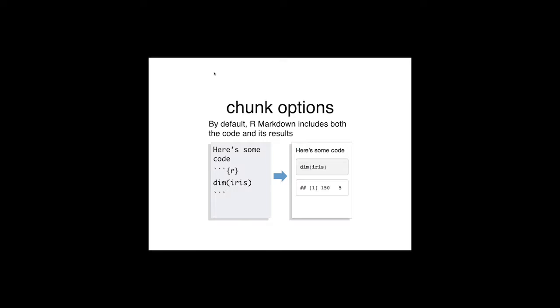It took out the three backticks and curly R, but it highlights this in gray to indicate this is a code chunk. And then what it does is dim, a function that is going to tell you the dimensions of your data frame. So this is a data set, and we've got 150 by 5. So it's 150 rows and 5 columns. That's the dimensions. So now we've got our code, and we've got the output. This pound pound just tells you that this is the output.